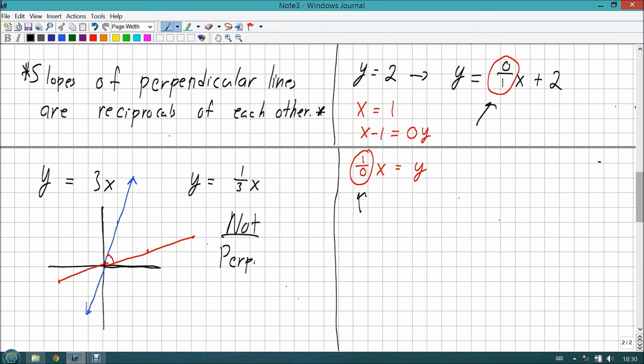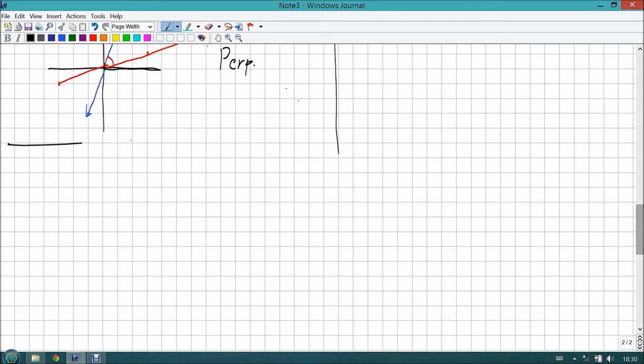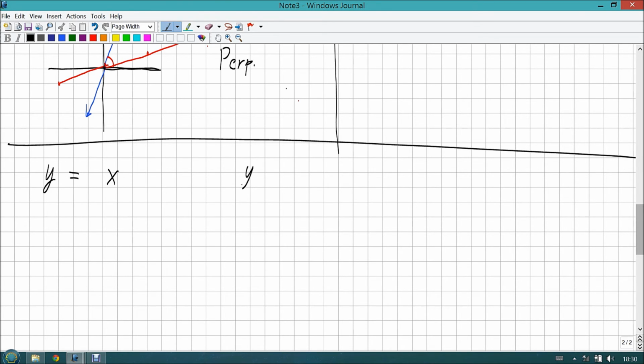It can't just be that they have to be reciprocals of each other. Well, let's look at another example of two lines that are perpendicular. Let's look at the two lines, y is equal to x and y is equal to negative x. Now, this should be an easy one to graph. So there's my x-axis. I'm gonna do positive x in blue, and then I'm going to do negative x in red again. So here's my blue line, and here's my red line.